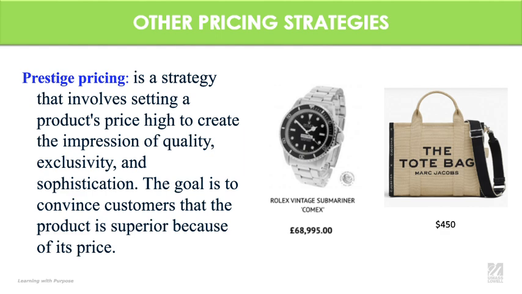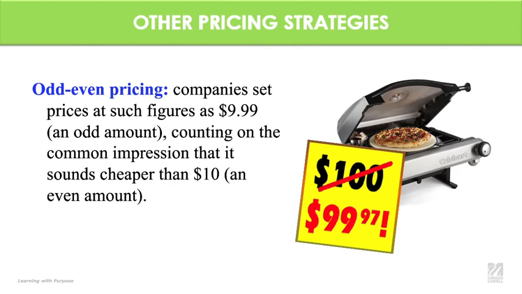etc. So you can also use all those people's expectations to decide on what price you will use. And if you see here, like the Rolex watch, it's 68,995. So there is a reason why people won't say 69,000 or 70,000. And here is the reason why.